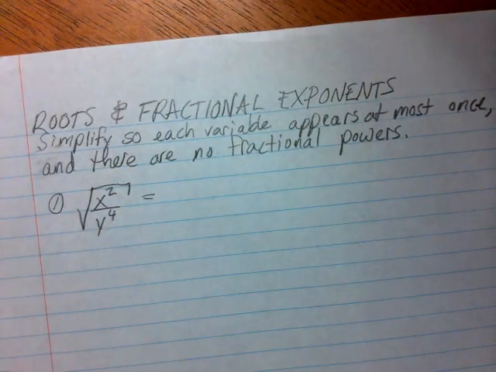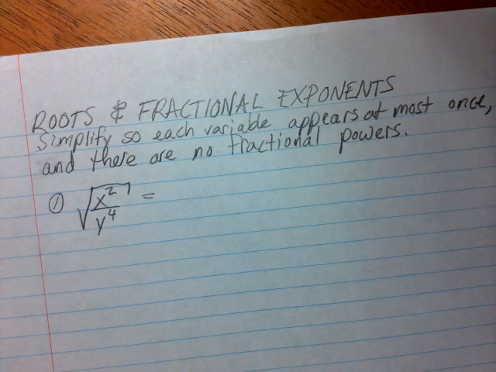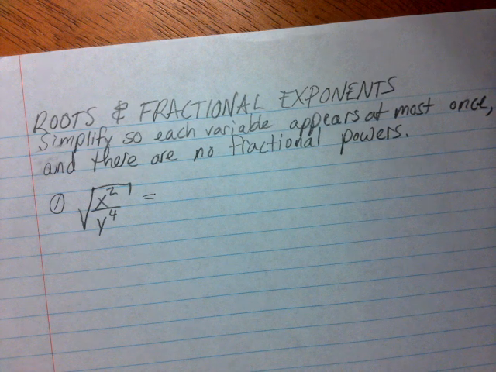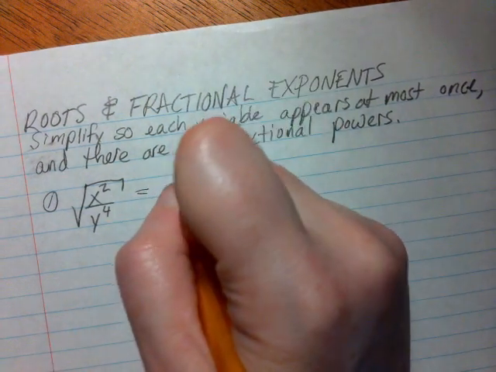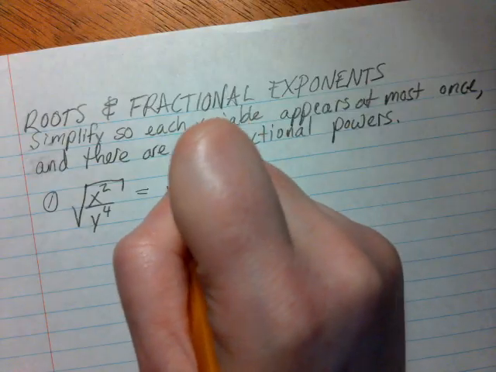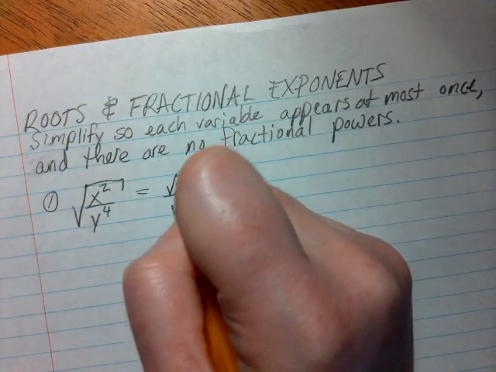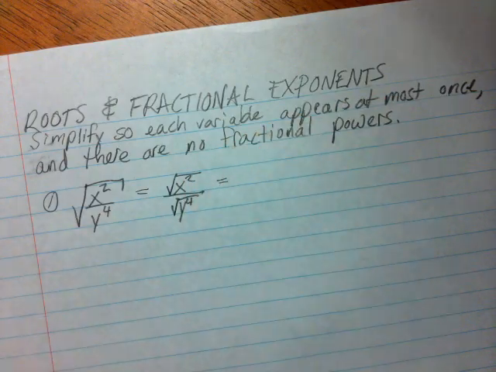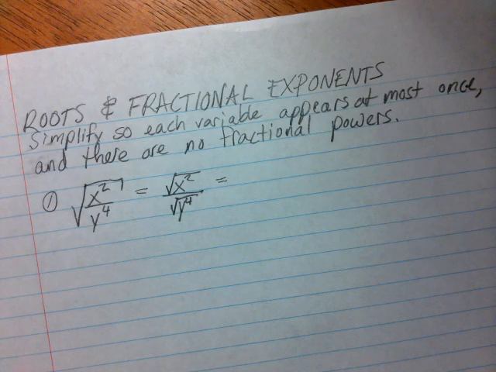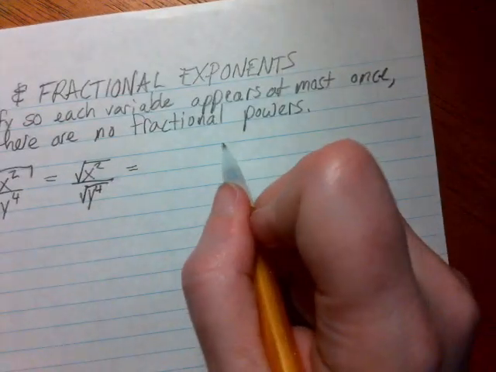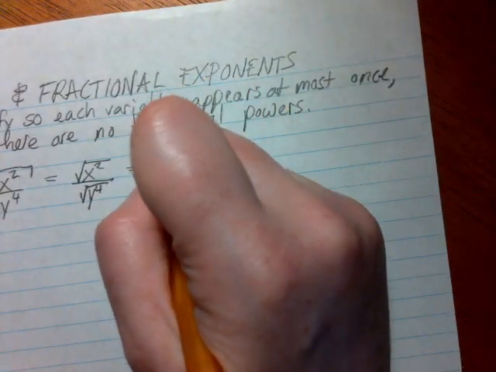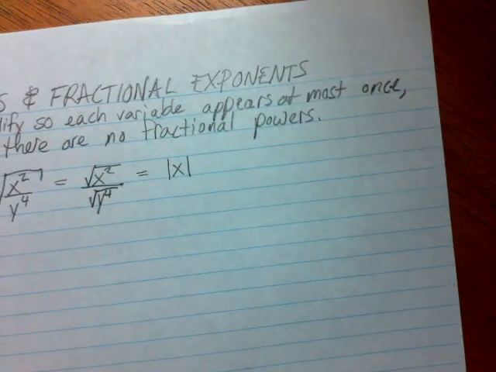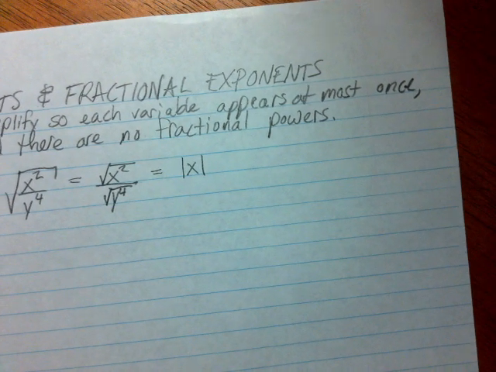There are multiple ways to do this, but one thing you could do is break up or distribute a root over the top and bottom of a fraction. So I can break this into the square root of x squared over the square root of y to the fourth. And now you might be saying, okay, square root of x squared, that's x. No, it is not x. So what is the square root of x squared? It's the absolute value of x. And I'll convince you of why that is in a second.